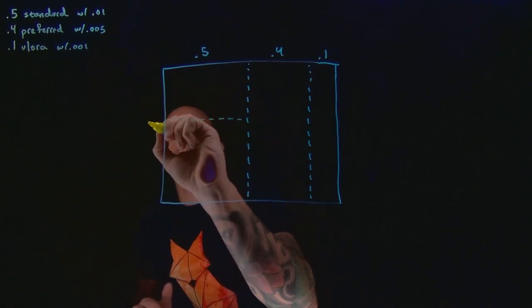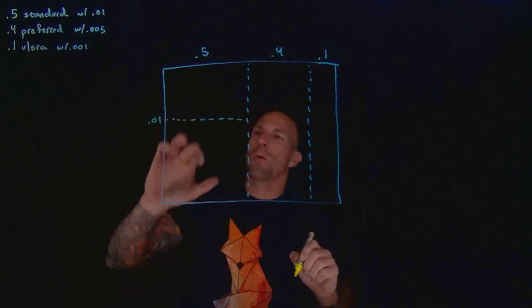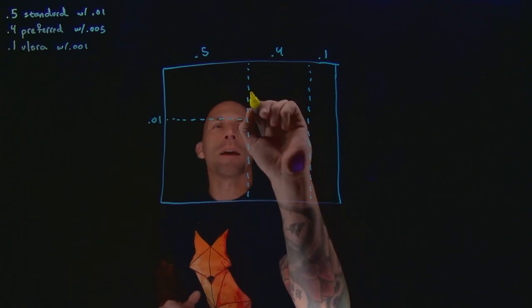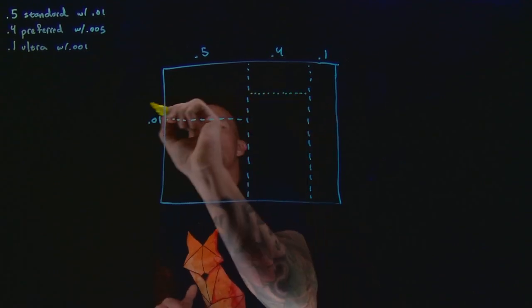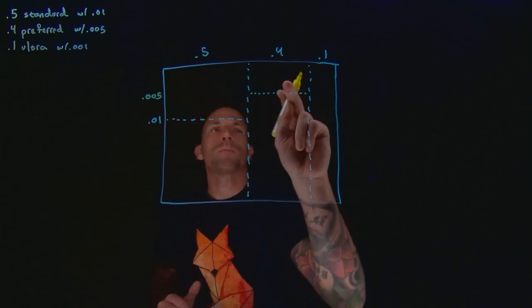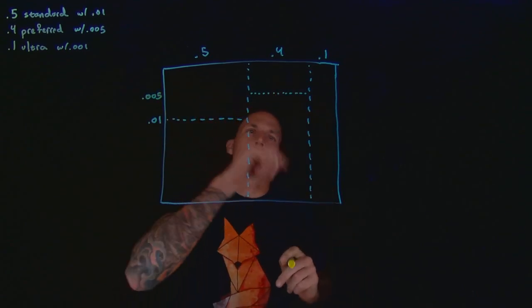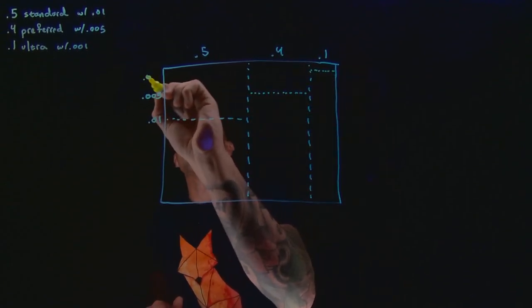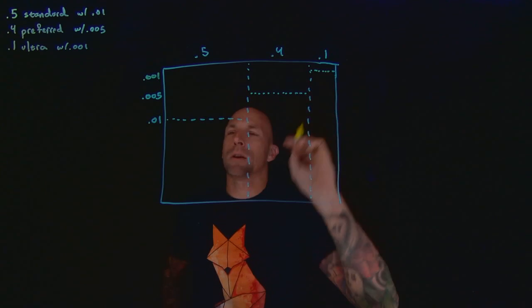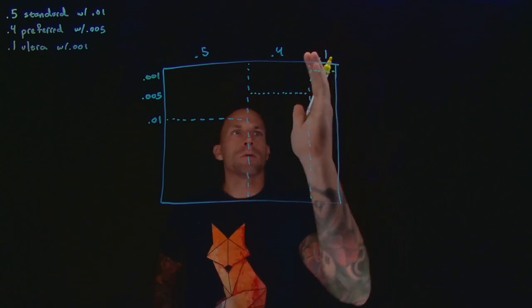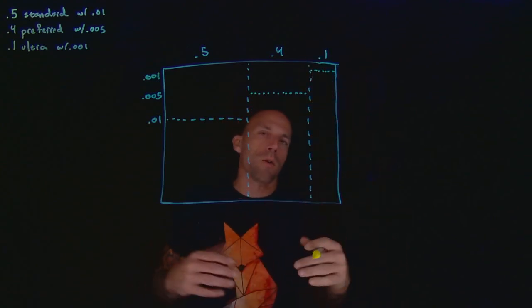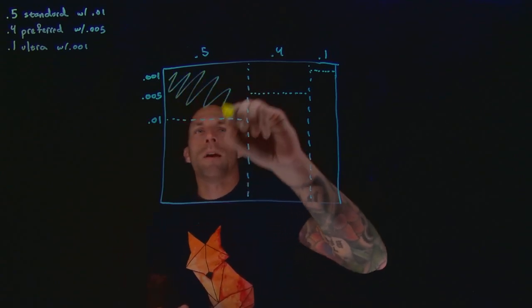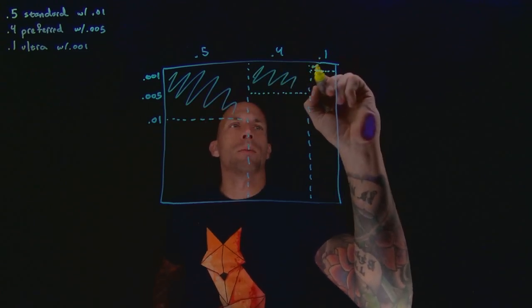But 0.01, so a 1% chance that the standard will die within the next year. And half of that, 0.005, a 0.5% chance that the preferreds will die within the next year. And then this little sliver up here, 0.001, a 0.1% chance that the ultra preferreds, who make up 10% of the whole, will die within the next year. So we're limiting our sample space to the area inside of these three boxes.